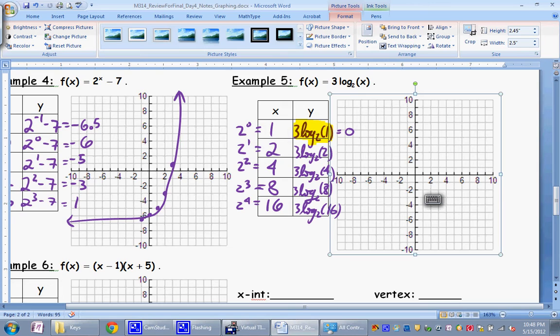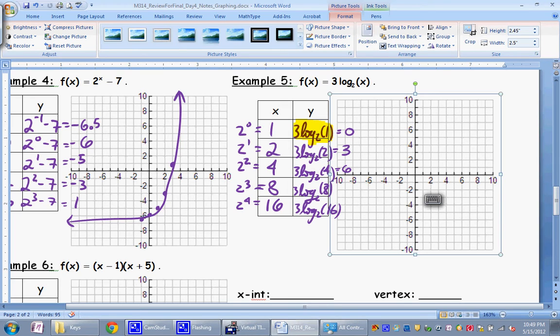2 to what power equals 2? The answer is 1. And 1 times the 3 that's at the beginning is 3. 3 log base 2 of 4. 2 to what power is 4? The answer is 2. 2 times 3 is 6.